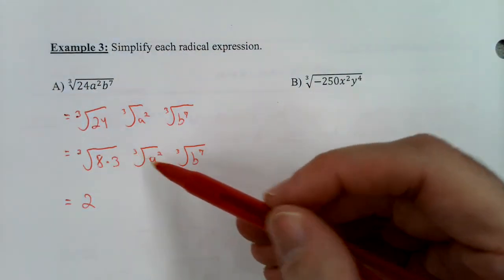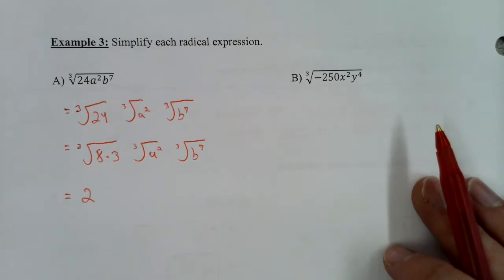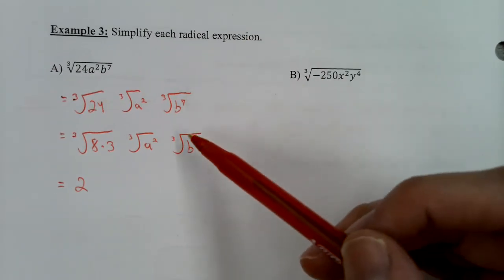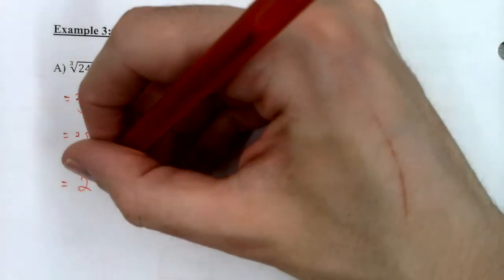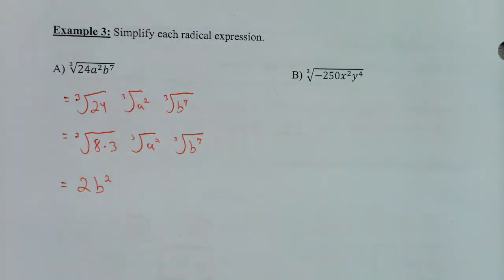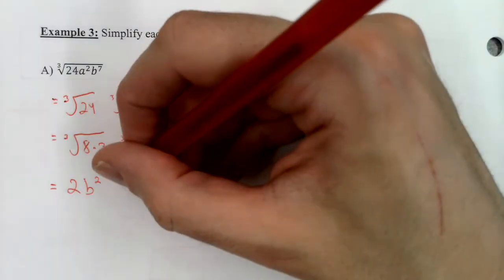How many groups of 3 can you make if you have 2 A's? You can't make any groups. How many groups of 3 can you make if you have 7 B's? You can make 2 groups of 3. So B squared comes out. And everything left over comes under the radicand.